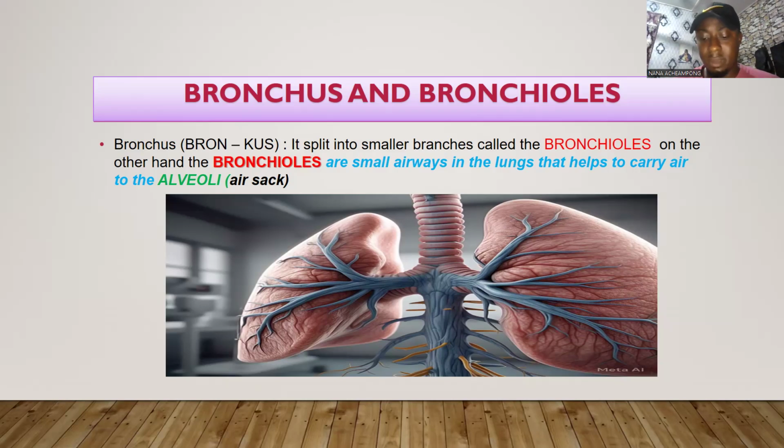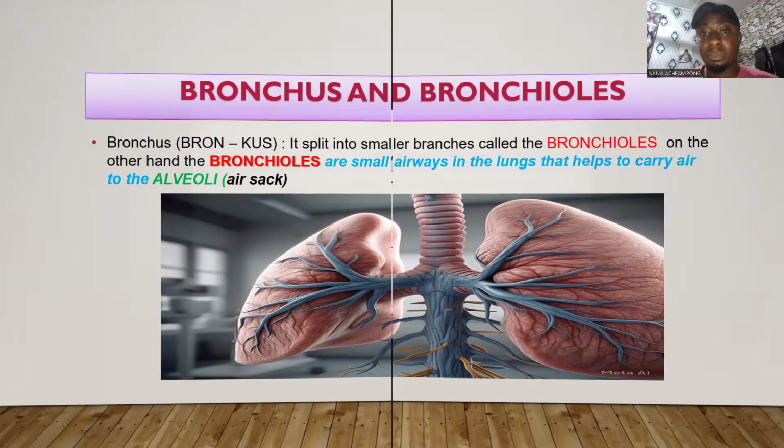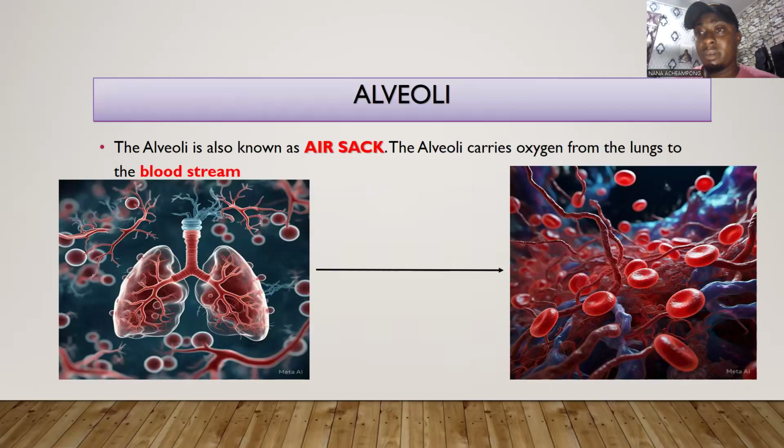Good. Let's look at the next organ. The next organ is the alveoli. When you look at the picture on my left, that is the alveoli, and the picture on my right, we have the bloodstream. This is what the alveoli does. The alveoli, which is also known as the air sac, carries oxygen from the lungs to the bloodstream. And this is where respiration ends.